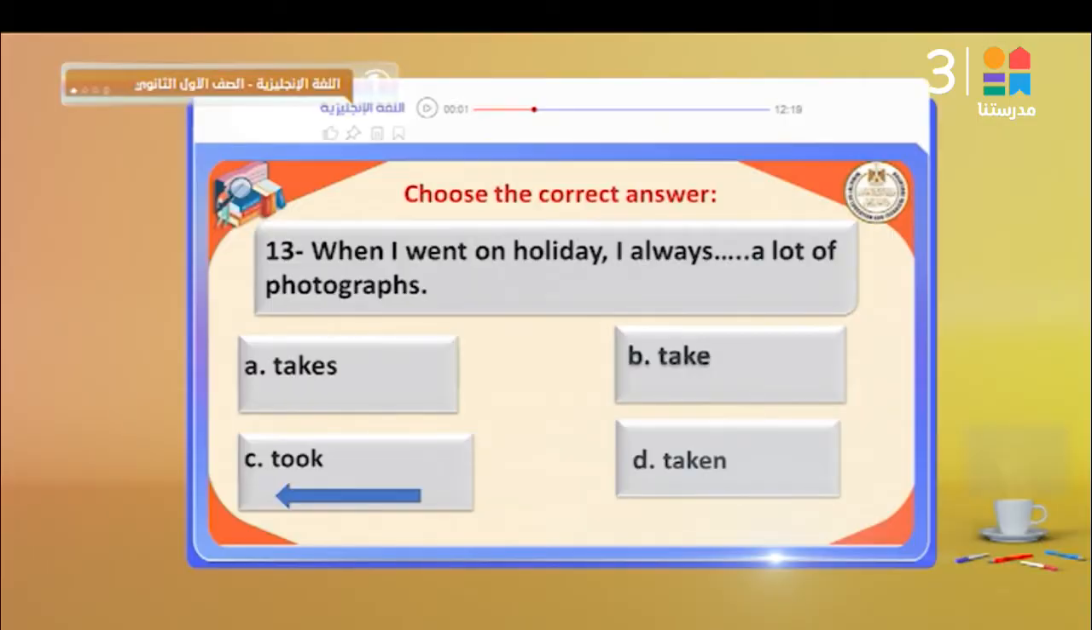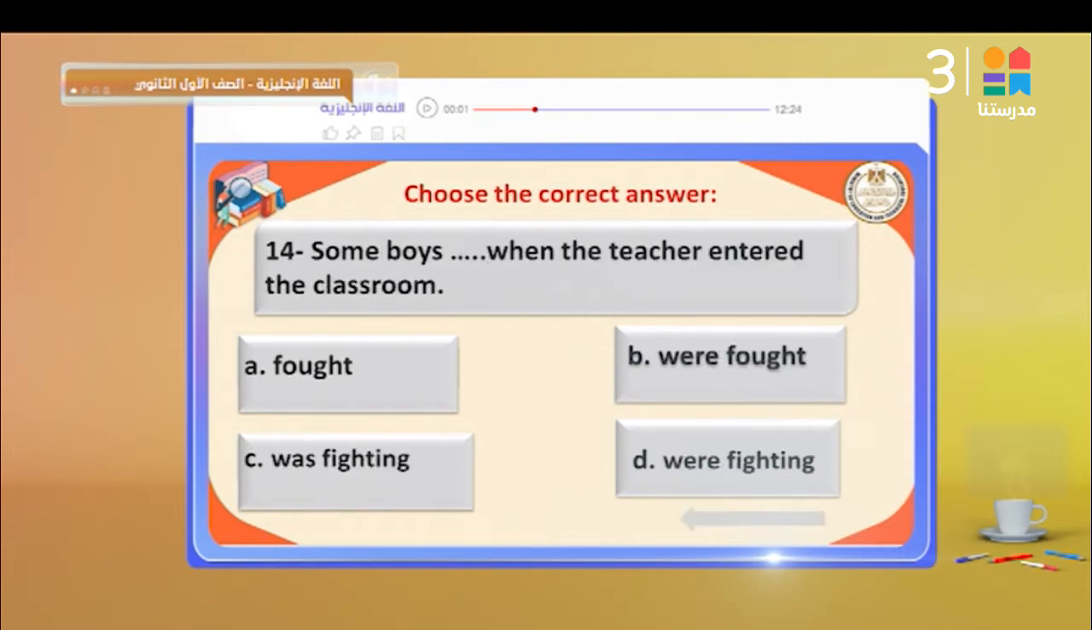فهقول I always took a lot of photographs. مش هقول take بقى، هقول I always took. ليه يا ميس توك؟ ما هي في كلمة always علشان دي past habit. فهقول I always took a lot of photographs.